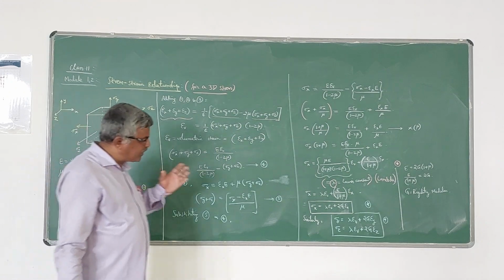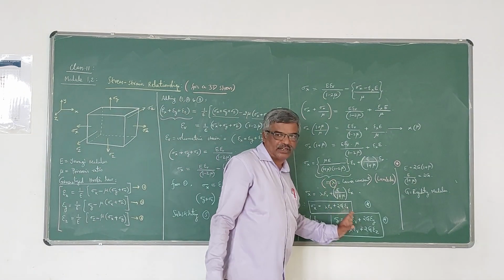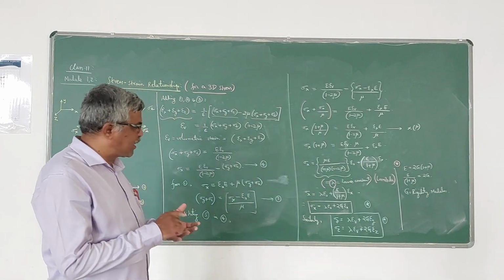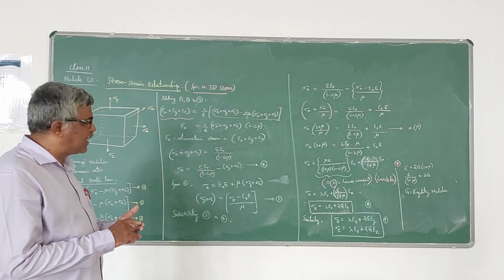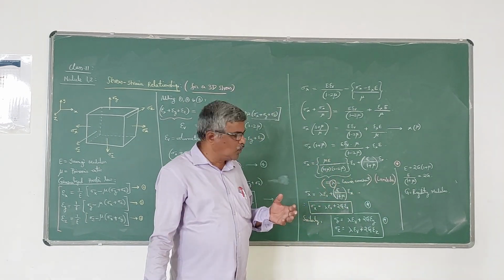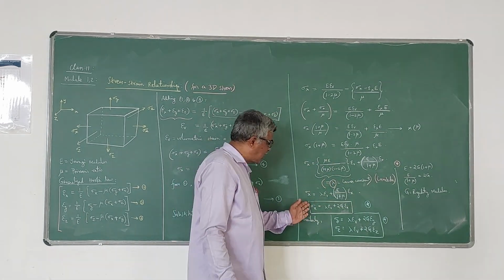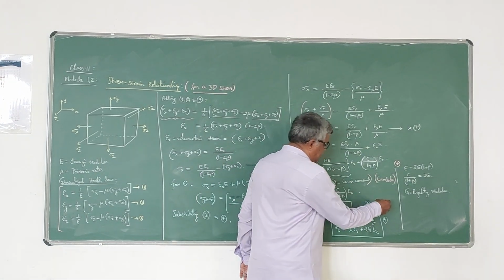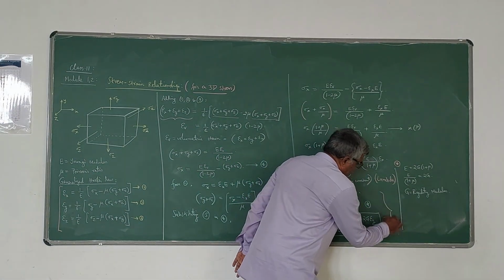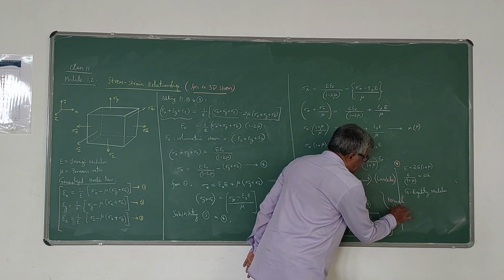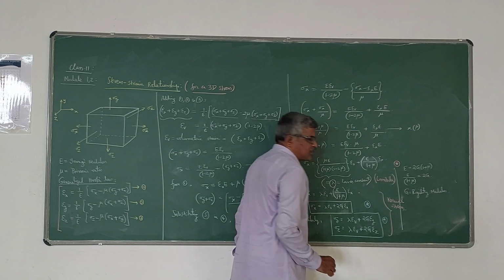system by knowing the strains and the elastic constants. So by knowing epsilon x, epsilon y, epsilon z, and also the elastic constants, meaning E, mu and G, you can find out lambda and also the stresses. These three, sigma x, sigma y, sigma z, are the normal stresses or direct stresses. Now you can find out the shear stresses also.